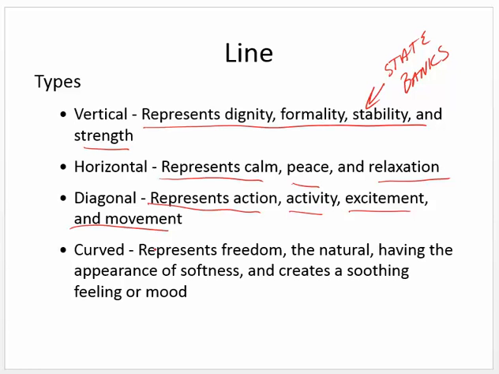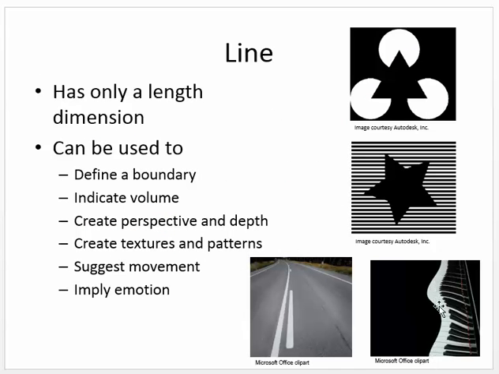Whatever type of sporting event, you're going to see these types of lines in the design of the building. Curved represents freedom and natural, having the appearance of softness and creates a soothing feeling or mood. Same thing here again. Curved lines represent mood.